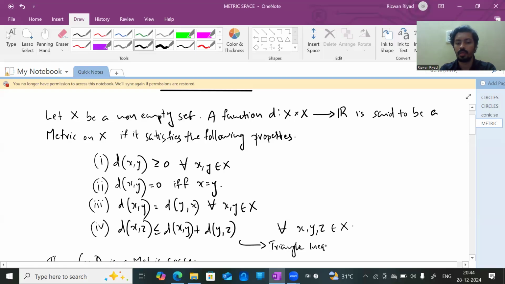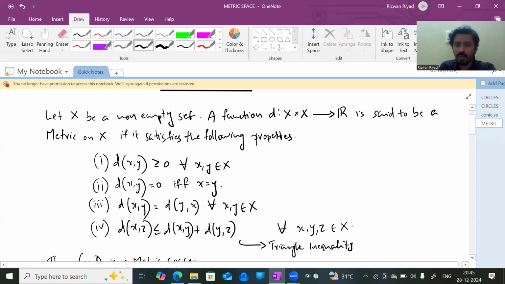Triangle inequality. According to this condition, for all x, y, z belonging to capital X, that means here we are taking three elements x, y, z from capital X. For all x, y, and z from capital X, d of xz will always be less than or equal to d of xy plus d of yz. It is known as triangle inequality.